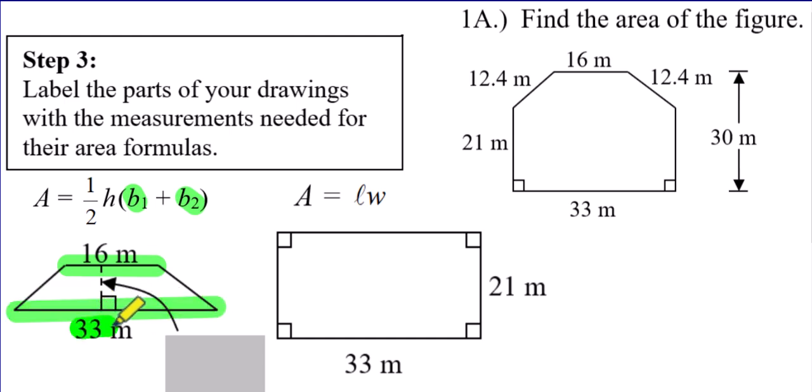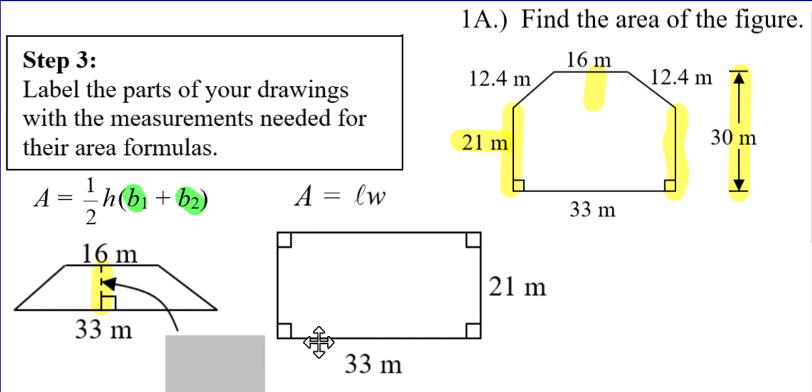And I was able to figure out this was 33 because if the bottom of the shape is 33 and that stretches the whole way across, then that would also be my base 2 going across here. No problem. Now, for the height, that's going to be a little bit trickier. For the height, I'm going to have to take the total height of 30 meters and subtract away the height going this way, which I can see is 21 meters. That will give me the height that remains for my trapezoid.